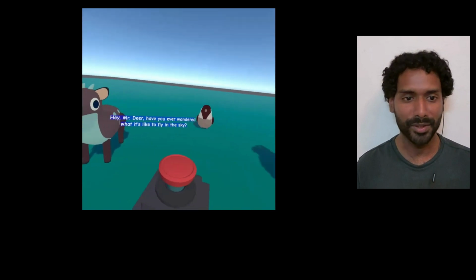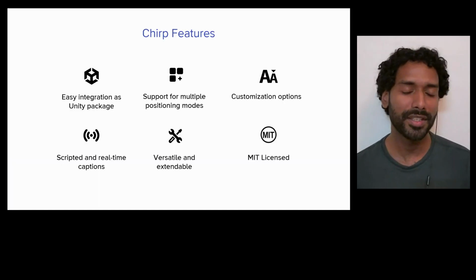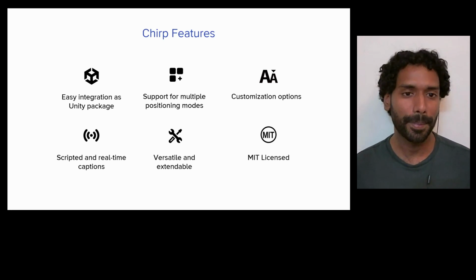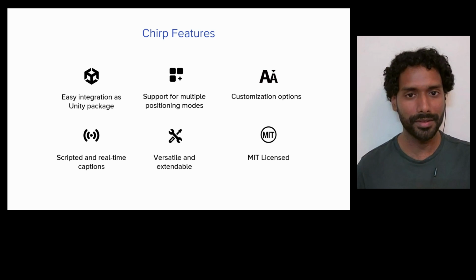That was a quick demo of Chirp captions in action. And let's talk a bit about the features of Chirp. Importantly, Chirp is a Unity package that anybody can download and integrate into their own Unity projects. So it's quite easy to integrate Chirp into your own projects.